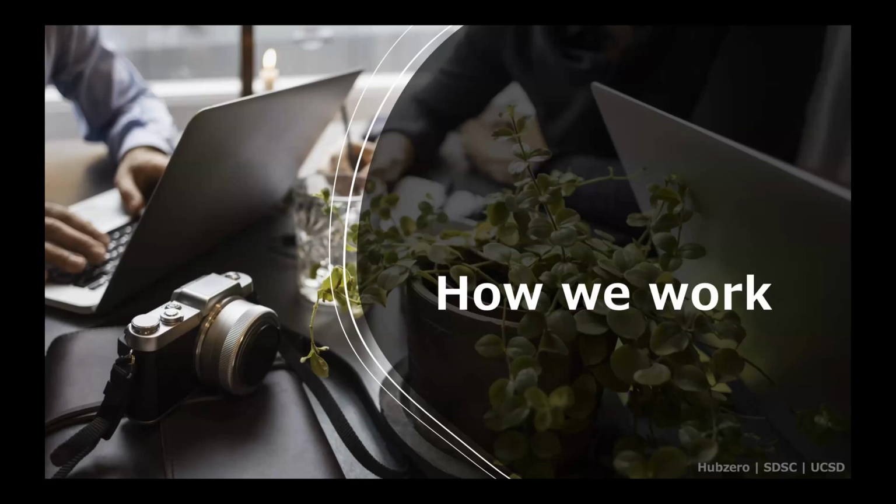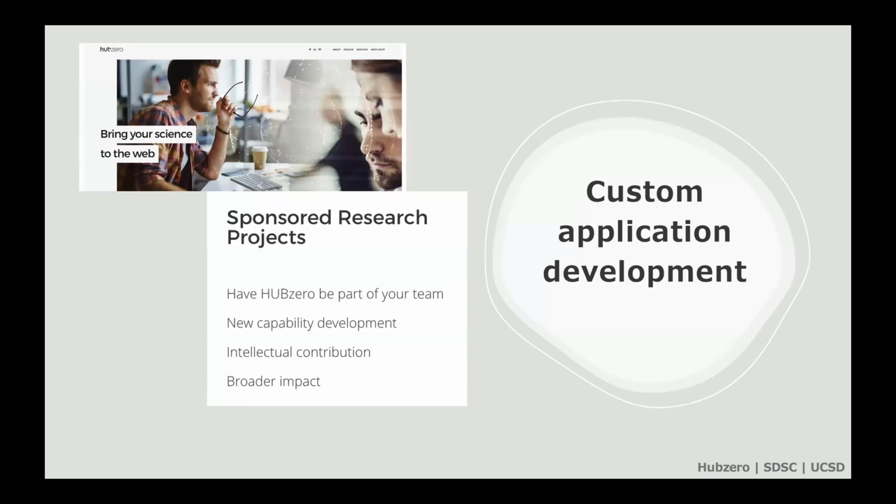Let's talk a little bit about how we work. One of the ways our team works is through sponsored research projects. Grants are part of the research life cycle. We partner with different communities, are part of their grant, and help them with broader impact or help them develop new capabilities. Now, a grant is not the only mechanism with which people work with us. People sometimes have other avenues of funding, and they come to us for custom application development. That is another venue through which people have come to work with us.